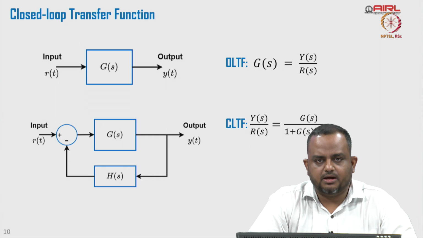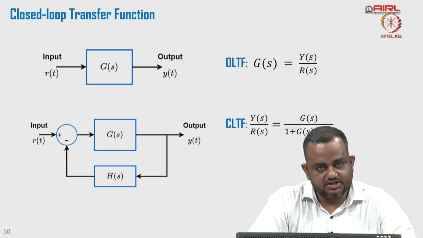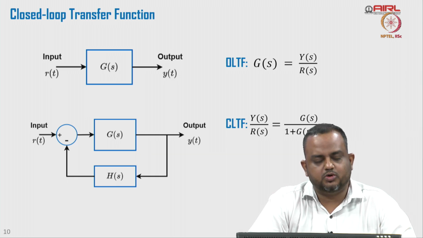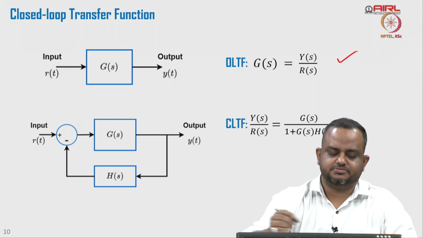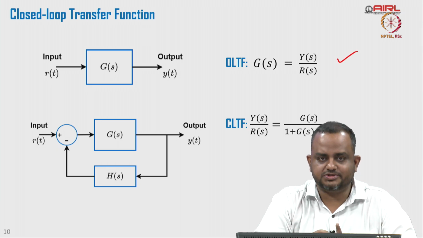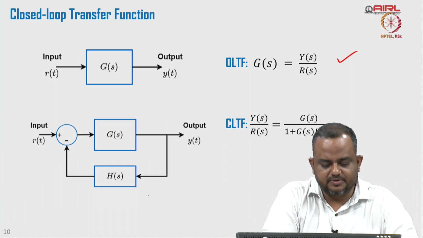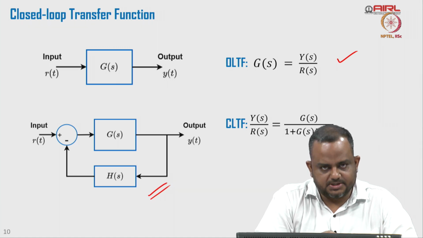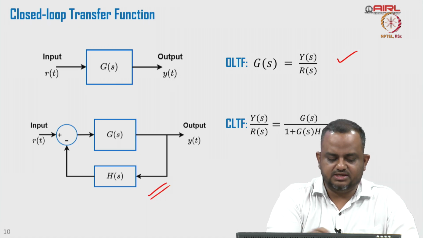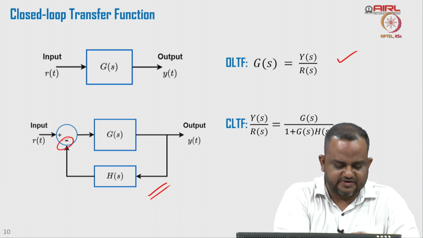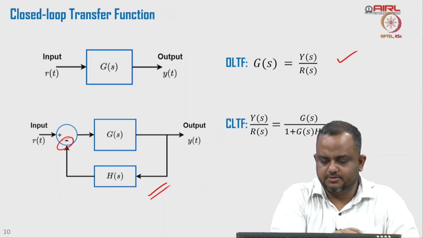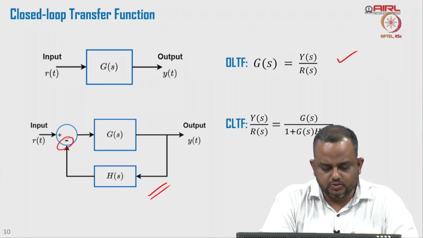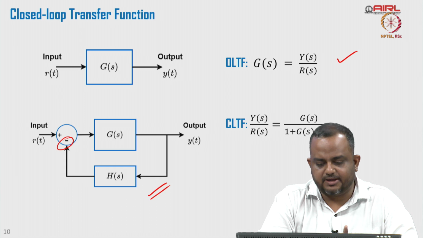So, when we do not have a feedback in the control system, it is called open loop, and that respective transfer function is called open loop transfer function. When we close the loop with a feedback path, then it becomes a closed loop transfer function, fine. Now, you see here we are talking about a negative feedback, right. So, it is a closed loop system with negative feedback.